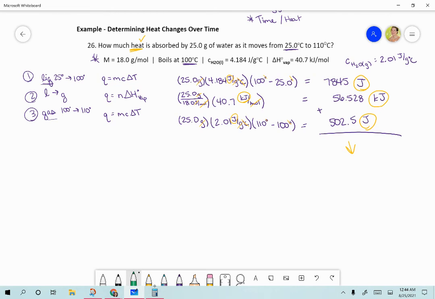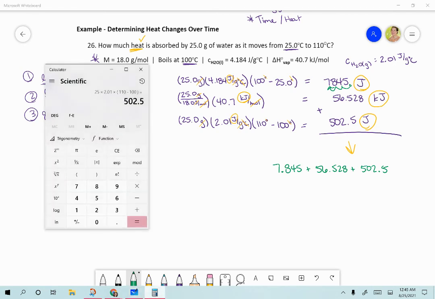So the numbers that I'm going to add together are my kilojoules, and since a kilojoule is equal to 1,000 joules, I just have to take my joules and divide them by 1,000, or I can think of that as moving my decimal point 3 places to the left. So I'm going to take 7.845 plus 56.528 plus 502.5.